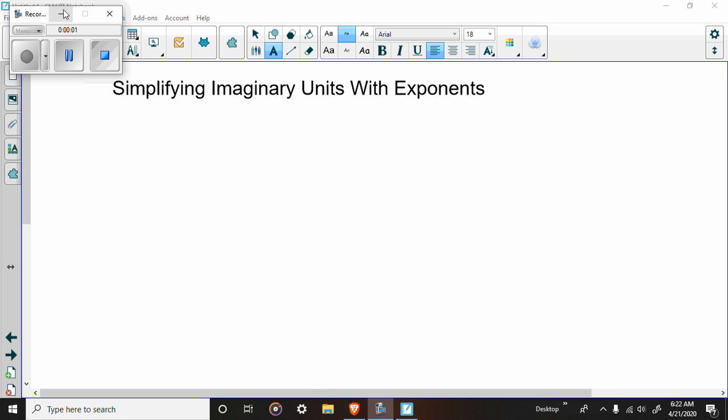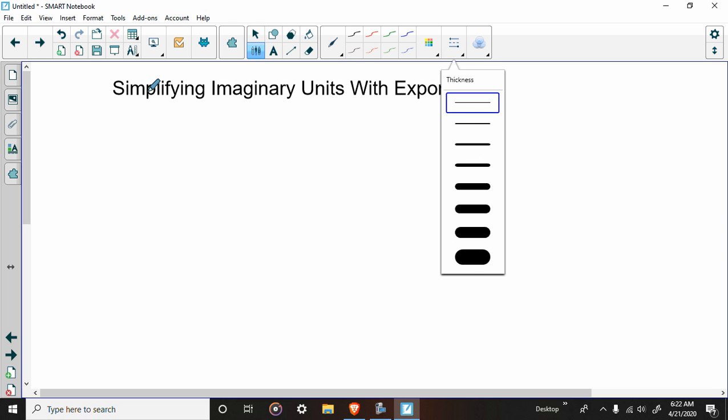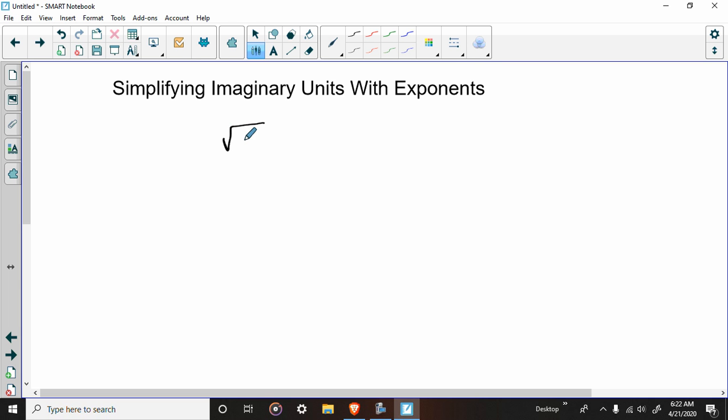Okay, guys. Today we just want to talk about simplifying imaginary units with exponents. So if I wanted to say something like this, first we need to know our definition of what exactly the imaginary unit, the imaginary number, is. And that is that the square root of -1 is equal to i. So the first important thing we need to know is that the square root of -1 is i.